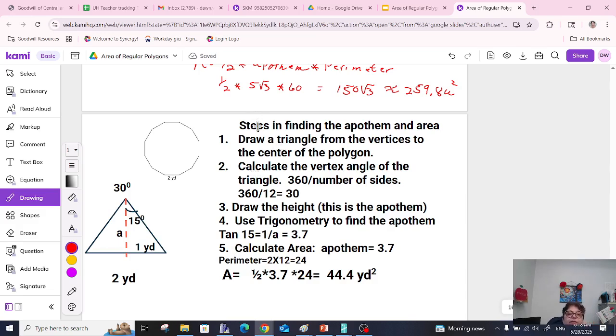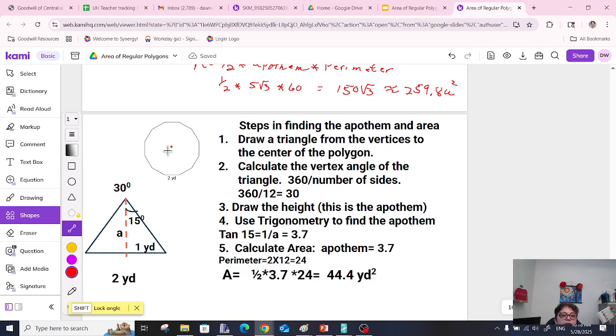It says here, steps in finding the apothem and area. Draw a triangle from the vertices to the center. So right here, I draw my triangle, right? See how I draw a triangle?